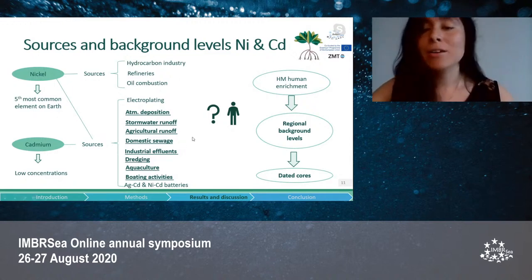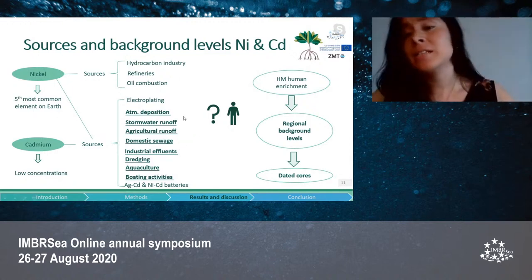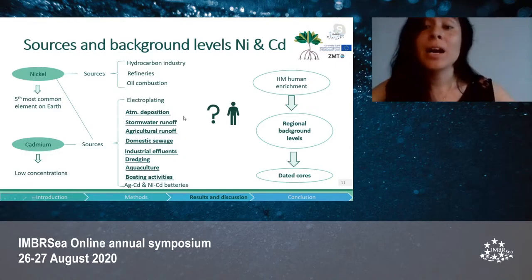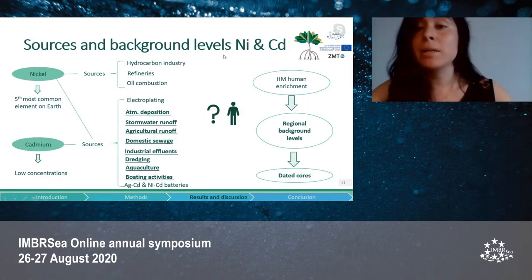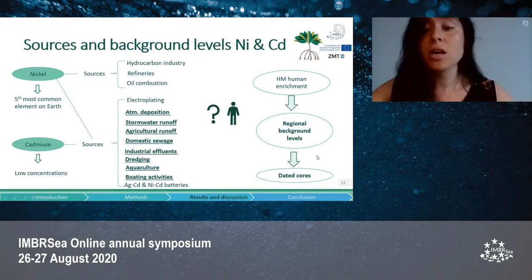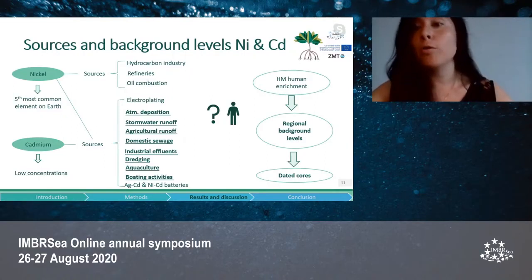But I want to make something clear: we don't know exactly what the regional background levels are. Without knowing these natural values in mangrove ecosystems, we don't know to what extent the heavy metals we found in sediment really come from human enrichment and not from natural sources. So one solution would be the use of dated cores. With that, we could know the heavy metal concentrations in pre-industrial times and also the evolution of heavy metals over time.